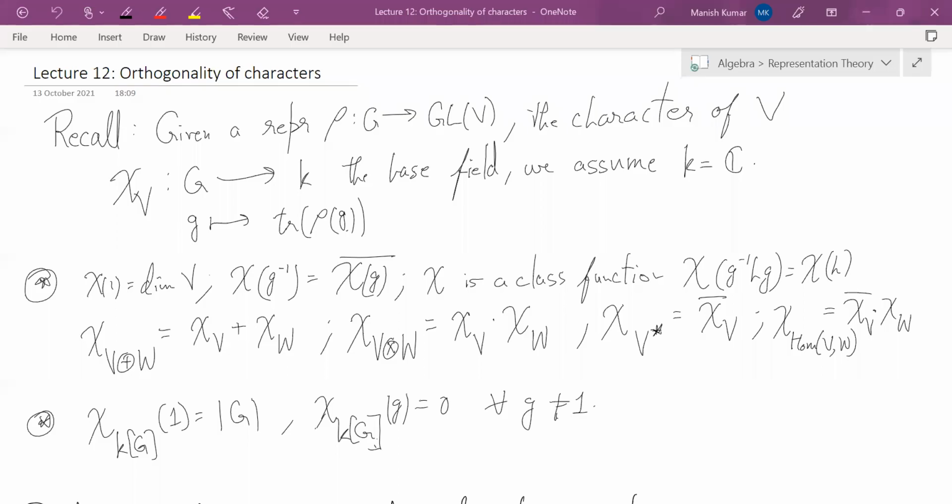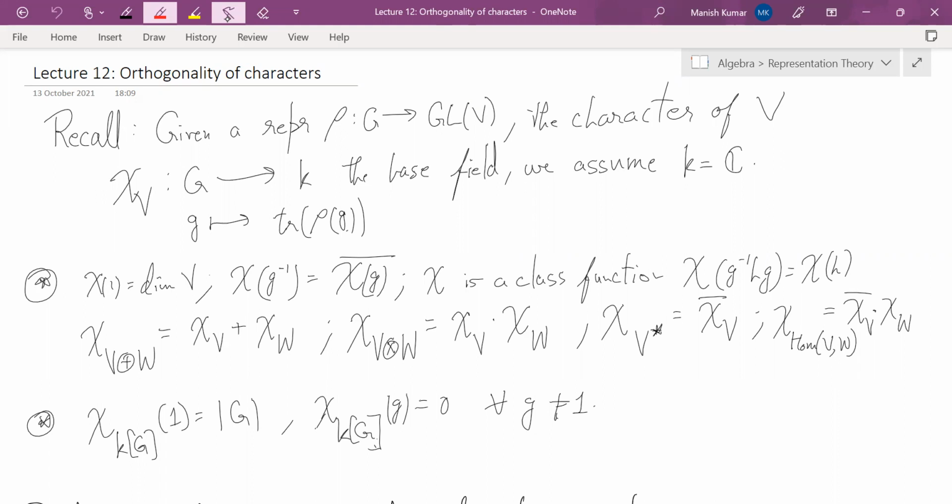Yeah, so let me begin by recalling because it's been a while. Given a representation, recall that we defined this character to be the trace of the map. Given an element of G, you get a linear map on the vector space. So you just take the trace of that, and that is the character. So the character is a function from the group to the base field. And in our study, we are assuming that the base field is C.